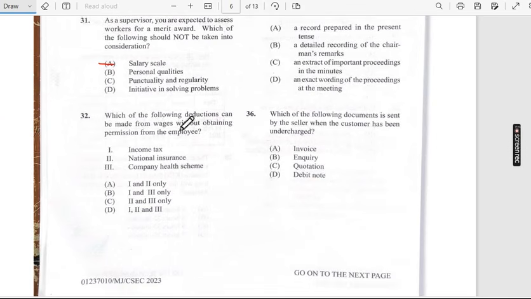Number 32. Which of the following deductions can be made from wages without obtaining permission from the employee? So income tax is 1, and national insurance is 2. So 1 and 2. All right, let me see. I will go with 1 and 2.